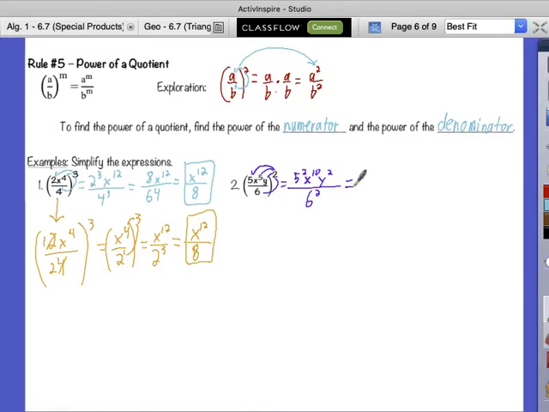Go through this and say, hey, wait, before we're done, I bet I can do something with these exponents. 5 squared is 5 times 5, aka 25. Gotta love it. x to the 10th, y squared, all over 6 squared, which is 36. Can't simplify that anymore. We're done.